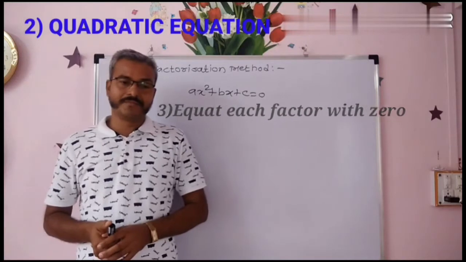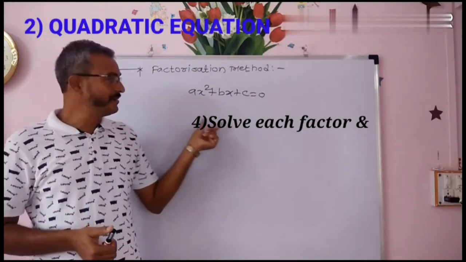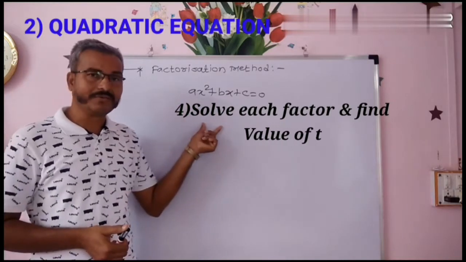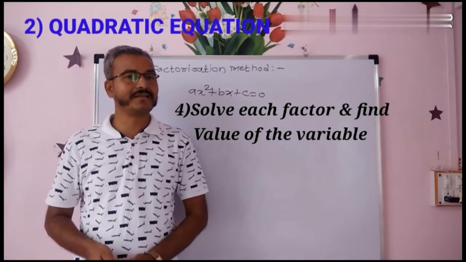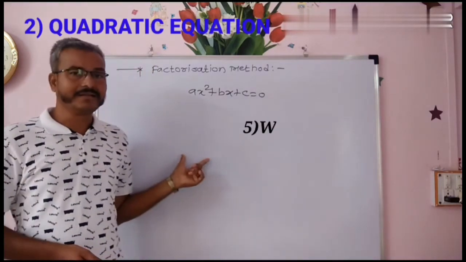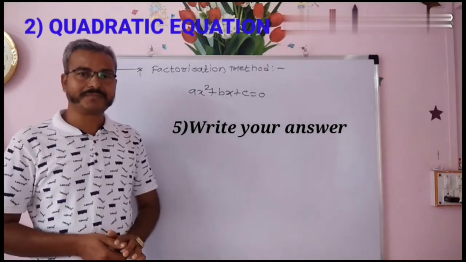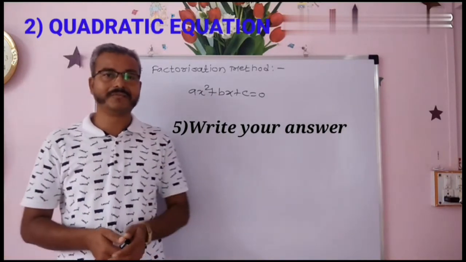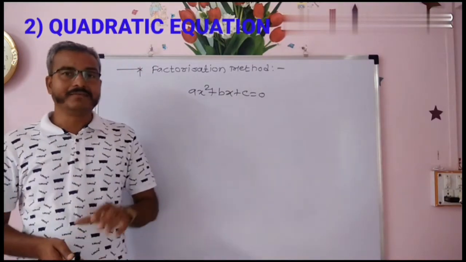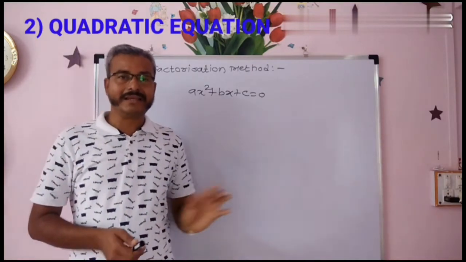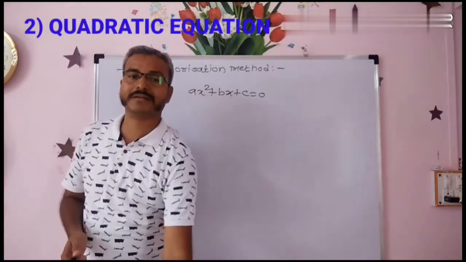And the fourth step, solve each factor, that is, each factor is equal to 0. Then solve each factor and find the value of x. And the last step is to write your answer. The value of the variable is the root of that equation. So write your answer as the fifth step. Okay. Let us see practically, by taking one example, how to solve it by the factorization method.